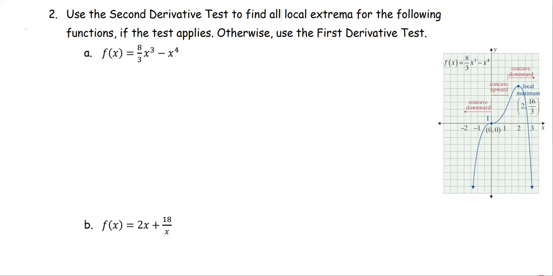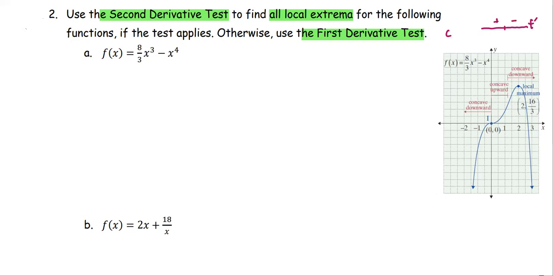In this problem, we are going to use the second derivative test to find our local extrema for the following function, if the test applies. Otherwise, use the first derivative test. For the first derivative test, when we find the critical value c, we locate it on the real number line and then determine whether the sign is positive or negative, and then see the sign change.